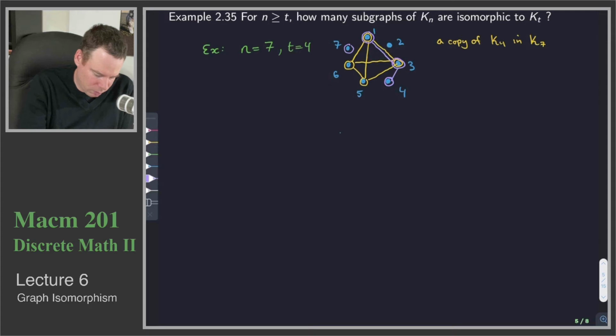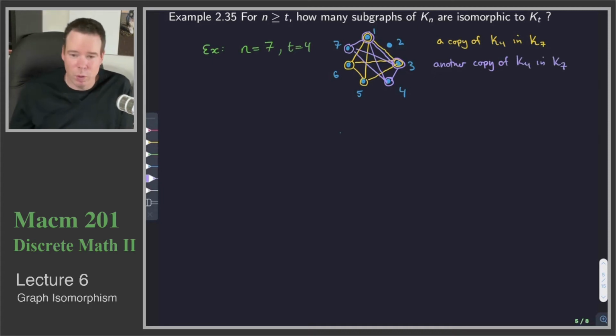And so those ones form another copy of K4 inside K7. So there's another copy of K4 in K7. And what we're really interested in is how many different copies there are of K4 inside K7. Well, we've given an indication of how we can possibly count these things through these two examples.